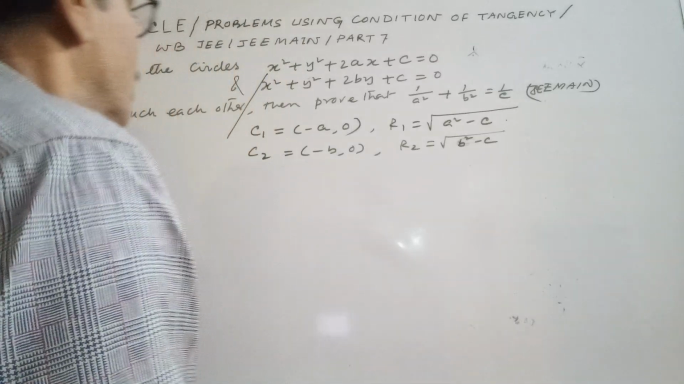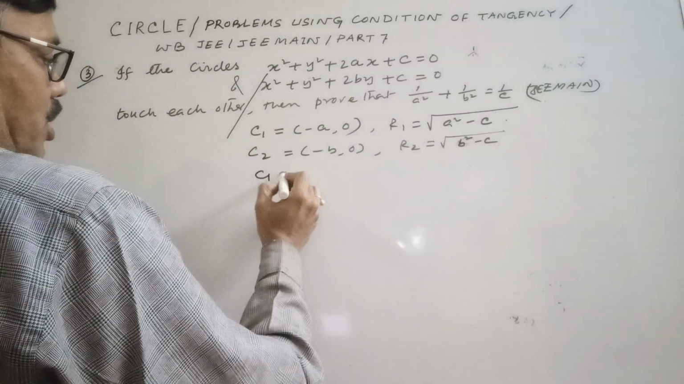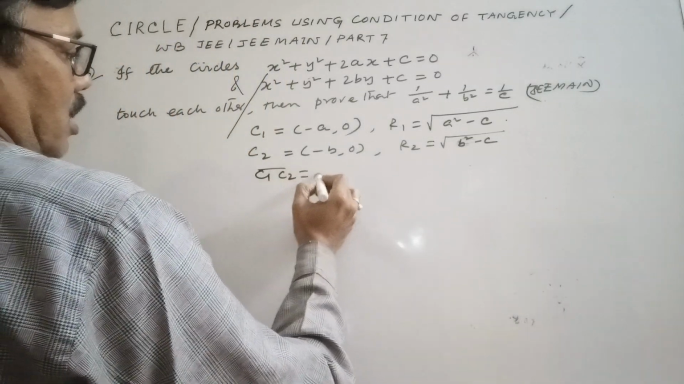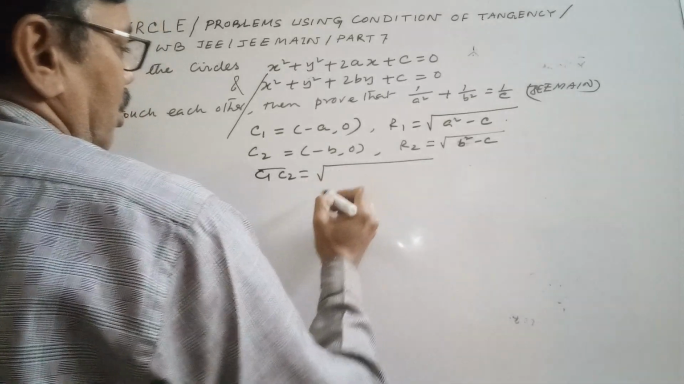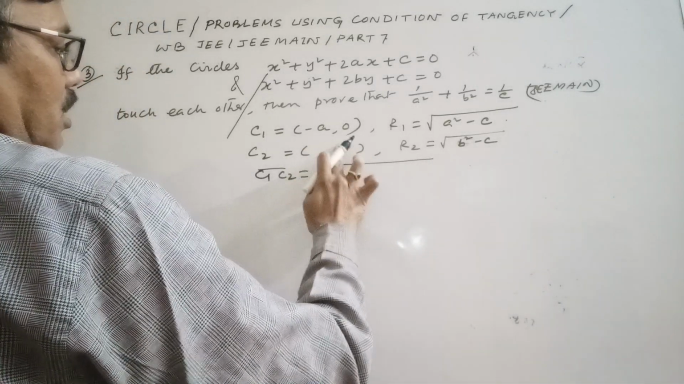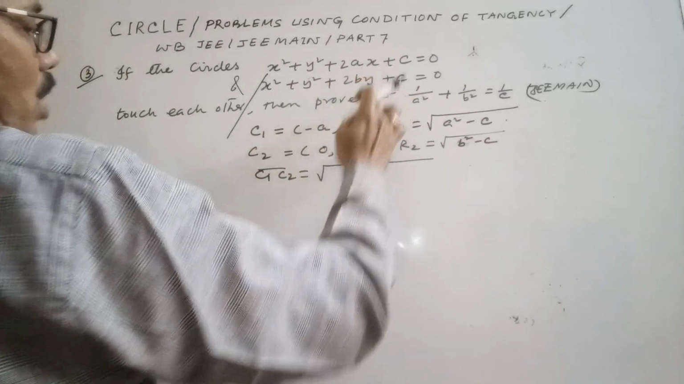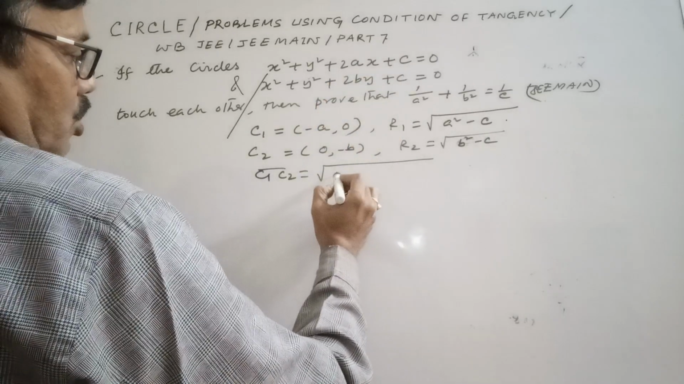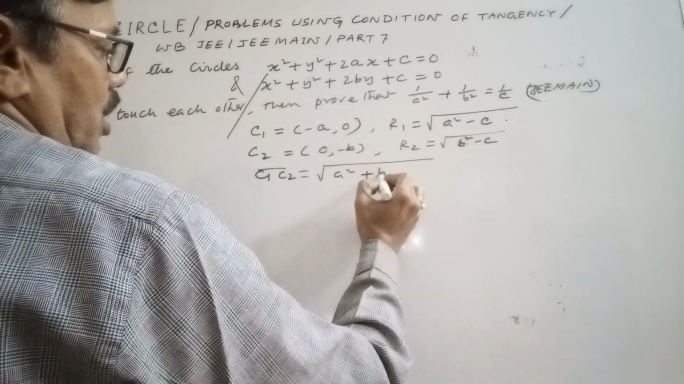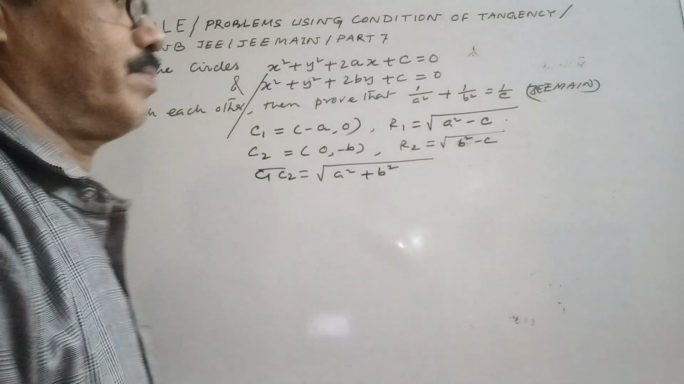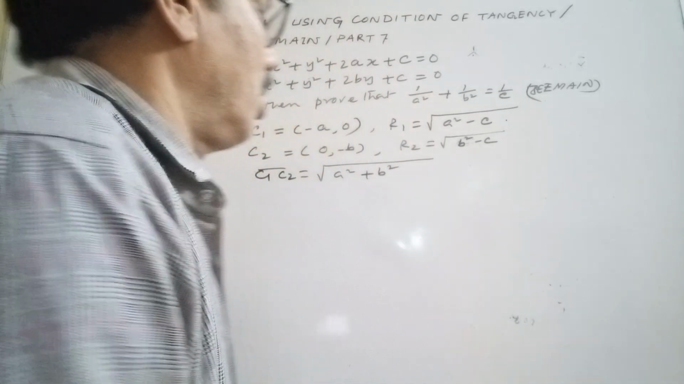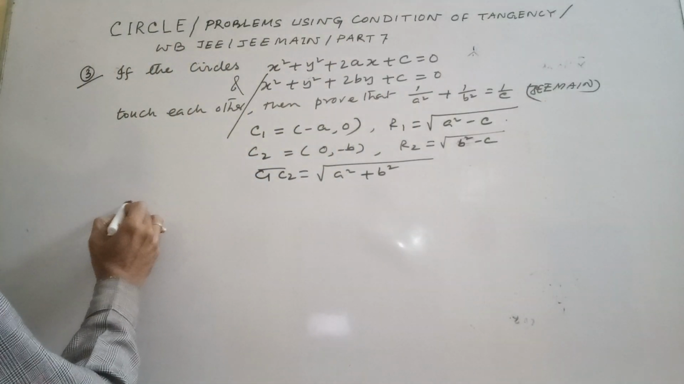So what is C1C2? The distance between their centers. So, sorry, this is 0 minus b. So C1C2 equals root of a square plus b square. So these are our working material.